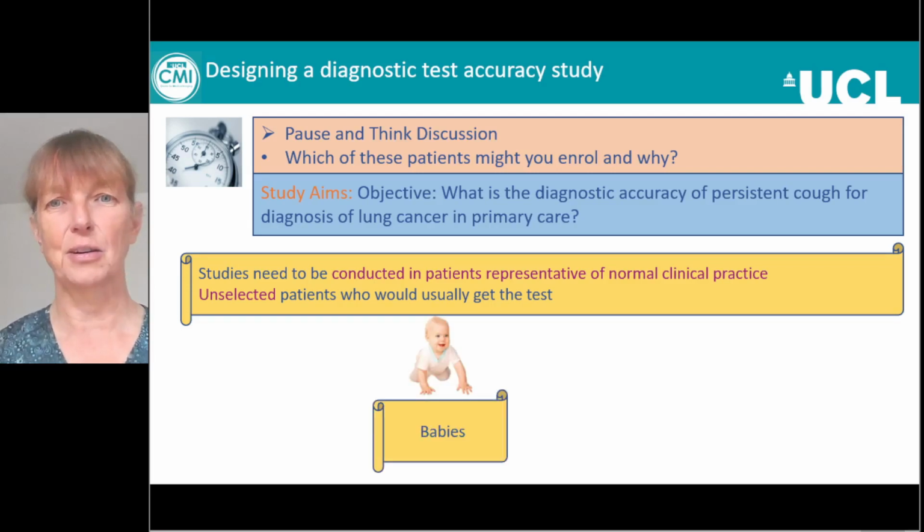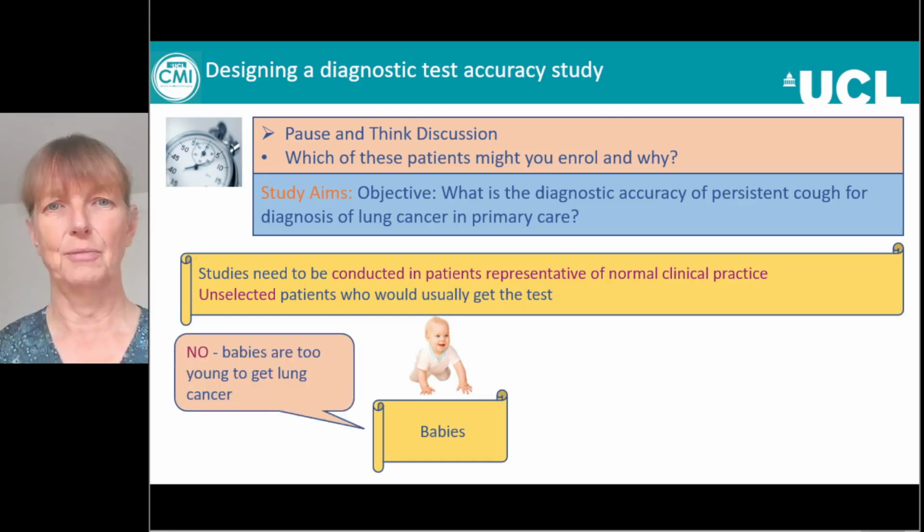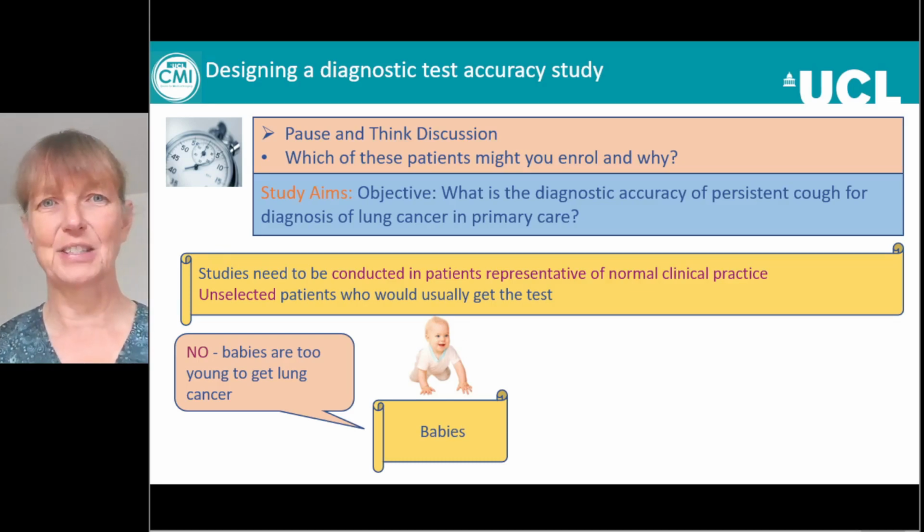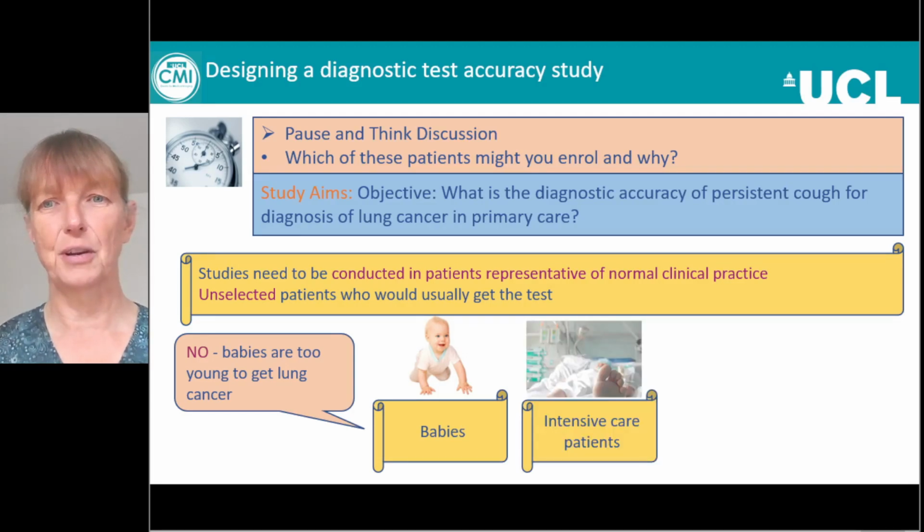Okay, so let's look. Babies. That was the first one I looked at, and I thought, do I want to have babies in this study? Okay, so lung cancer, babies. No, babies are too young to get lung cancer, at least not the regular lung cancer that we're used to. There may be a few specialist, very rare lung cancers, but we're talking about lung cancer that affects older people. So babies are not a good set of people to enrol. Okay, who else was not good to enrol?